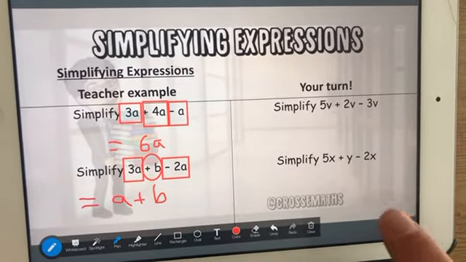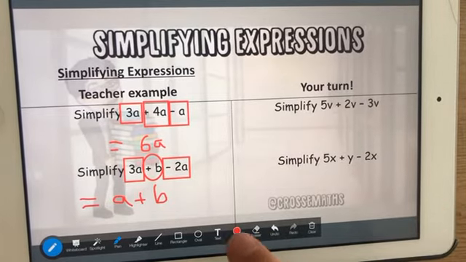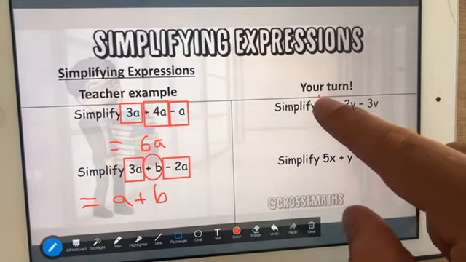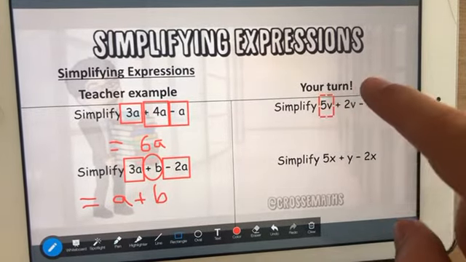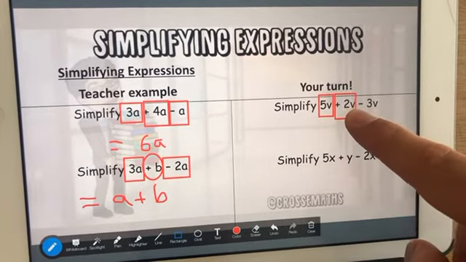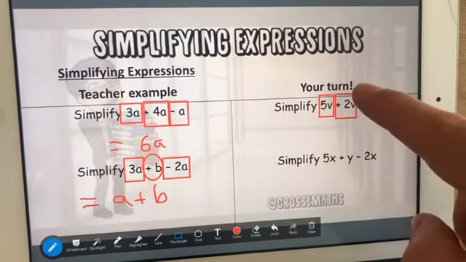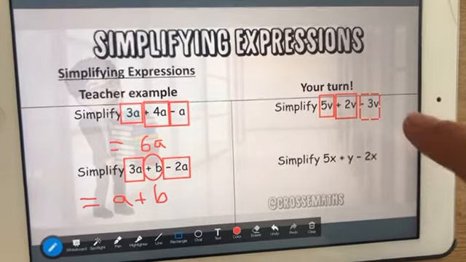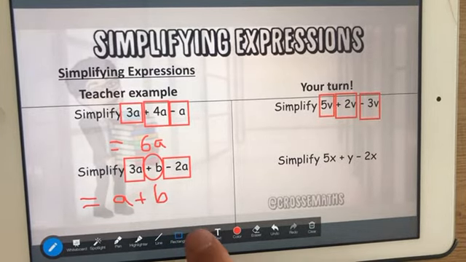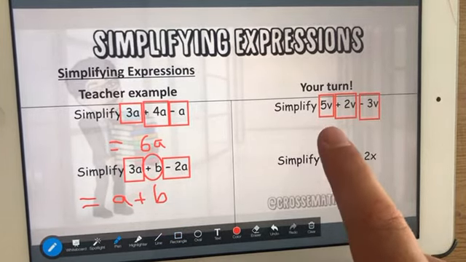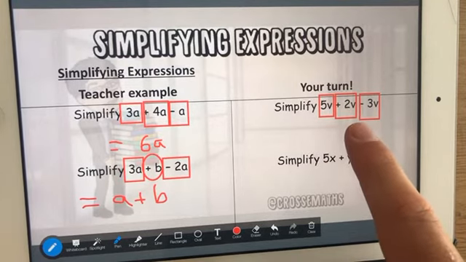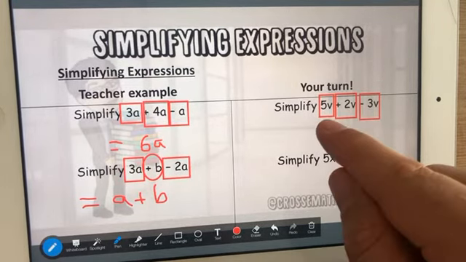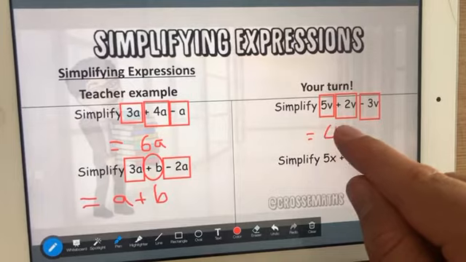Right then, so the ones on the right hand side, I got 5V, 2V and 3V, so I'm going to put some shapes around those. Again, they're all V's. I still put shapes around them, but only because it gets me into good habits, okay? So I've got 5V, 2V and minus 3V. 5 vegetables plus 2 vegetables is 7 vegetables. Take away 3 vegetables leaves me with 4 vegetables left over at the end.